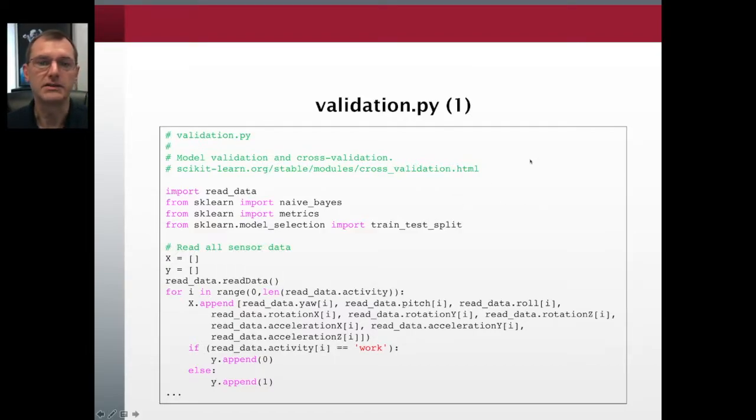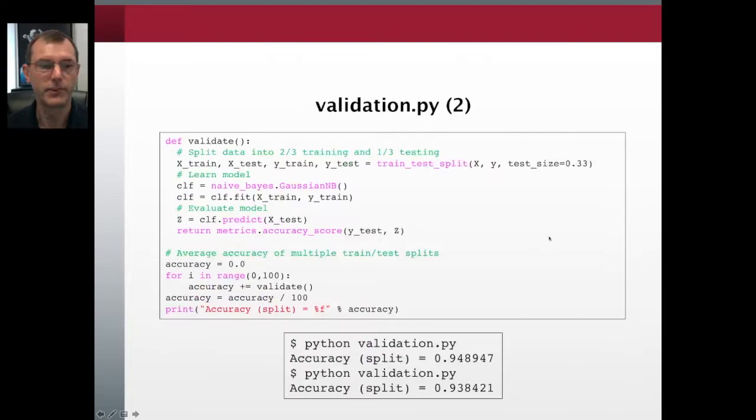So in the validation Python file, you'll see fairly common techniques we've been using. We're loading in the read data method. We'll be using the naive Bayes classifier just because we've kind of been using that throughout. We'll load in our metrics so we can compute those, and then we'll load in this train test split method from the model selection module. Next, we'll read in our data, our sensor data. Again, we'll read in all 9 features and the classes, of course, just as we've done before. And then we've defined this function here called validate.